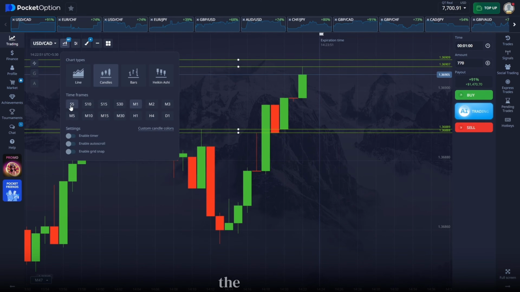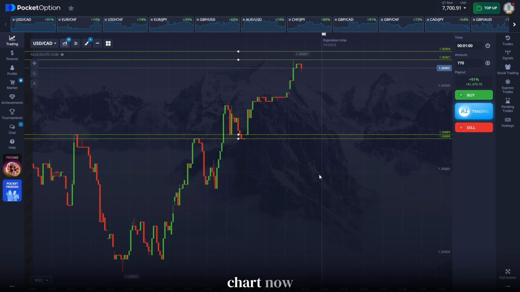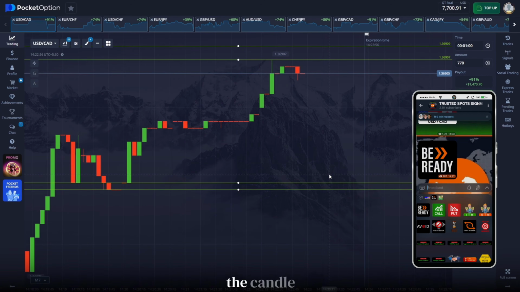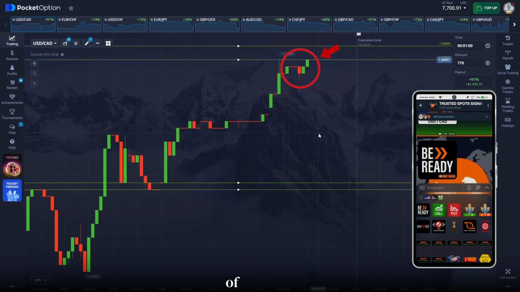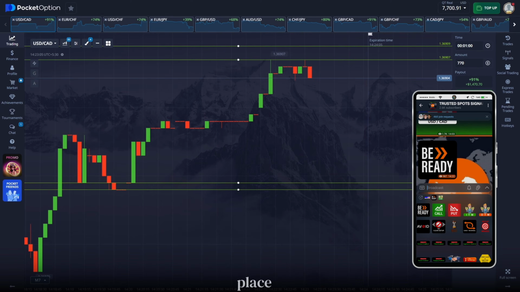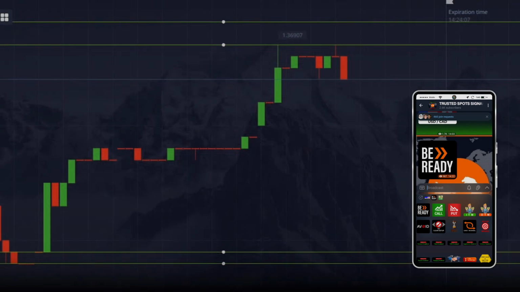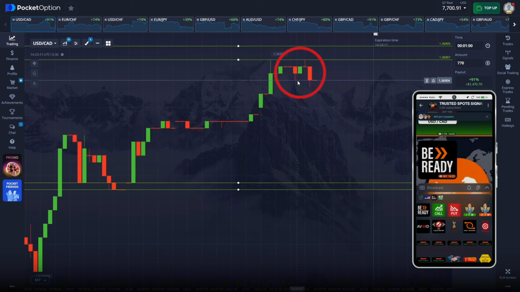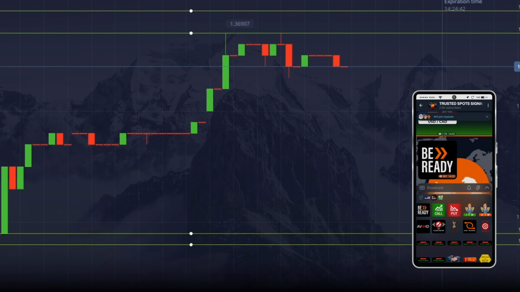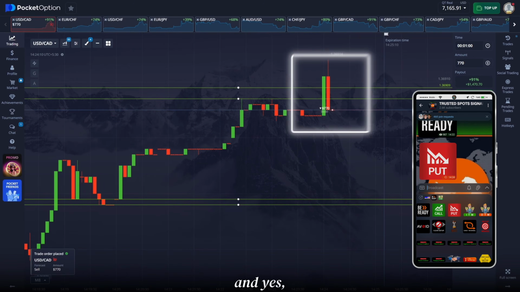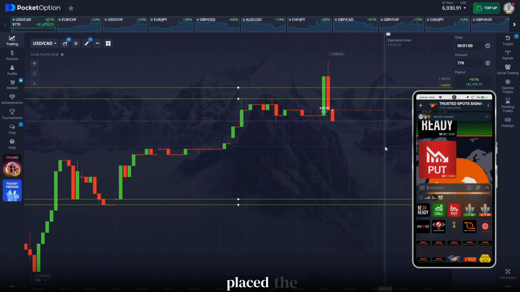Let's open the 5-second chart now because chances of reversal will be very high. The candle will close in the next. Okay, the 1-minute candle closes here, so chances of reversal are high. Now I'm ready to place a reversal trade if I get confirmation. Okay, this is not strong confirmation. I will still wait for another strong bearish candle. And yes, that's the confirmation and I have placed the first trade of today's session in the downward direction.